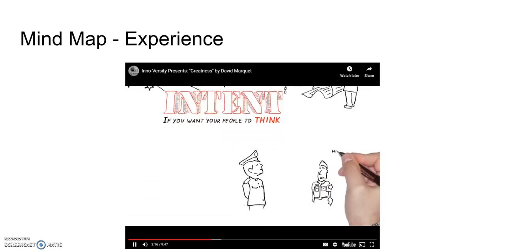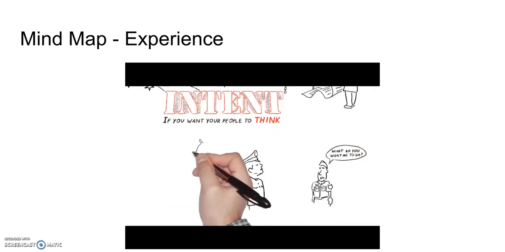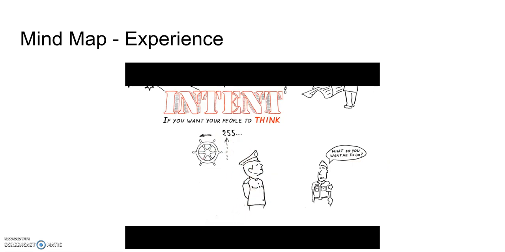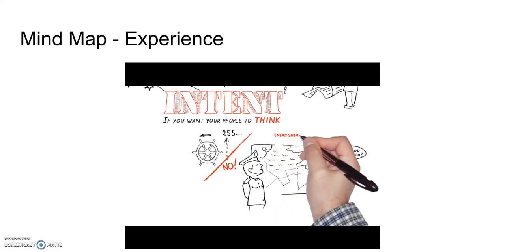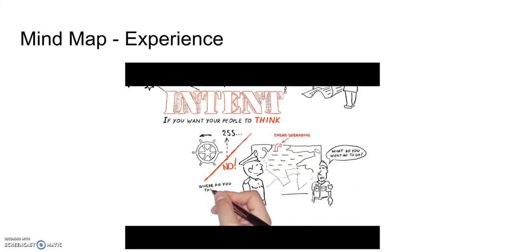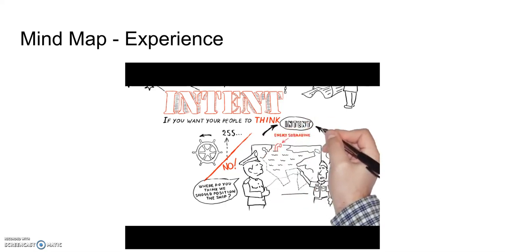So they would come to me, hey, what do you want me to do? Well, left full rudder, steady course 255. No! So what are we trying to accomplish here today? Well, we're trying to get in position so that when the enemy submarine comes through, okay, so where do you think we should position the ship? Maybe over here. Good idea, go there. You give intent to them, and they give intent to you.